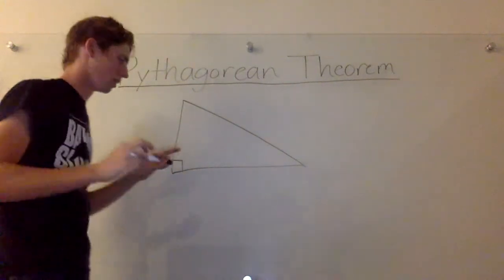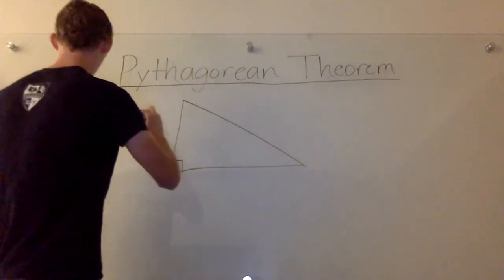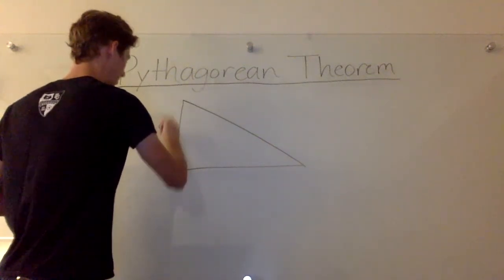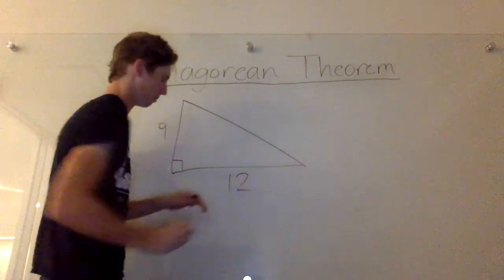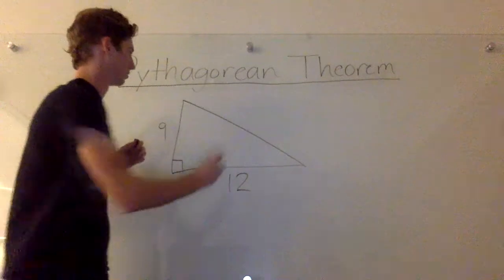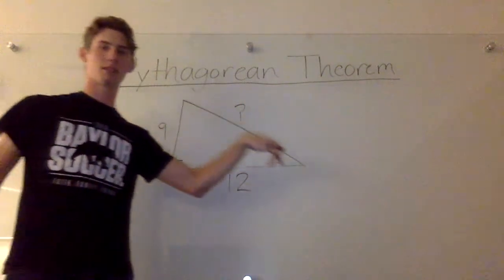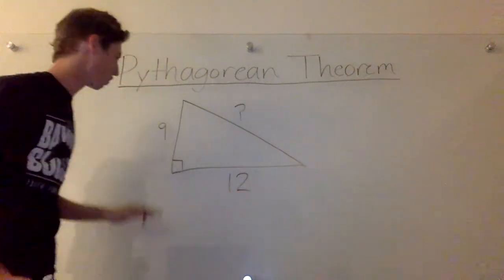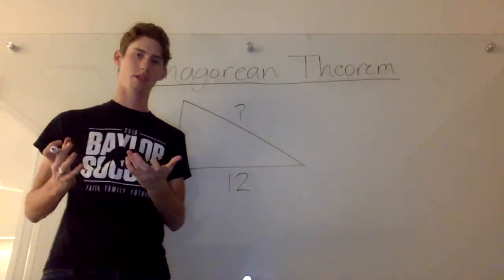And then you'll be given two of the sides. So let's put a 9 here. And obviously this is not to scale, okay? But we're going to put a 12 on the bottom. Now, the question is going to ask you to find the missing side length. So first you've got to figure out, well, which side length am I missing? Is it a, b, or c?